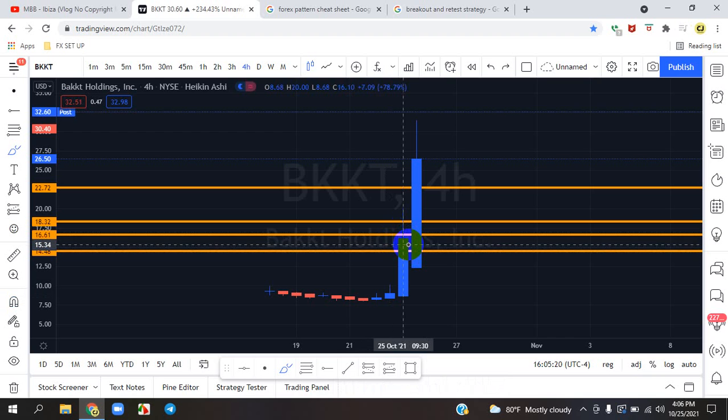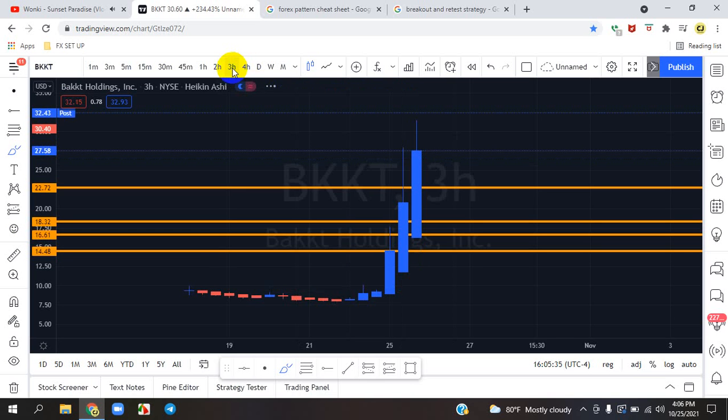The lines are never going to be perfect, but the concept is that the body close of this second to last candle is supposed to be on the SR line, though never perfect. When you go down the time frame, the market always expands. Headed down to the 3.